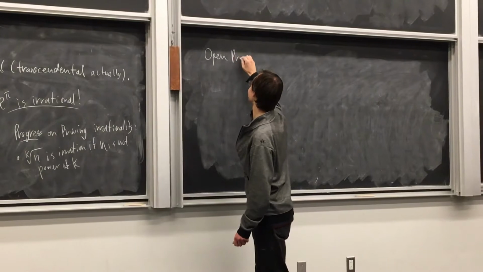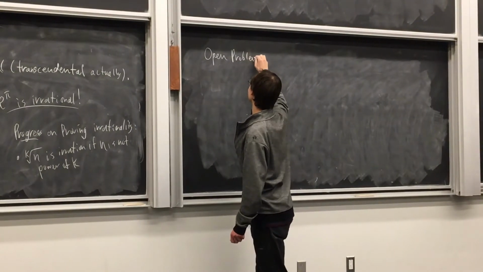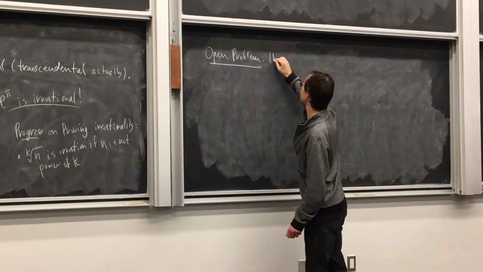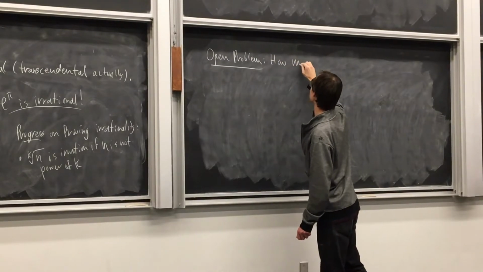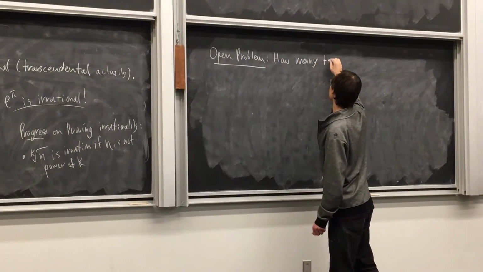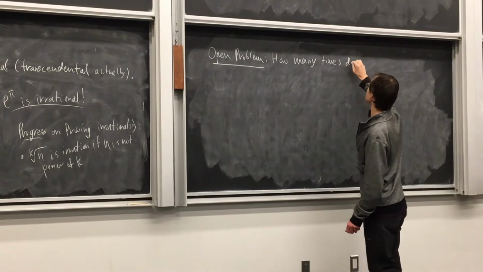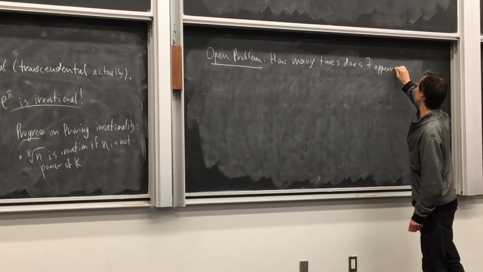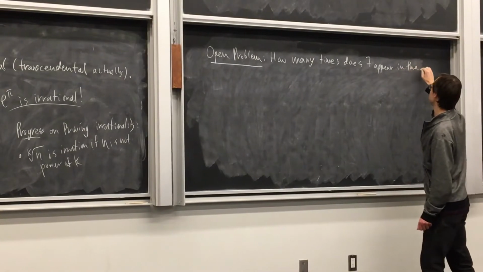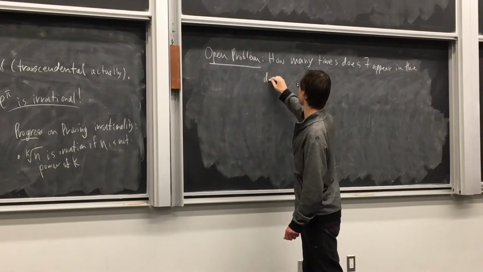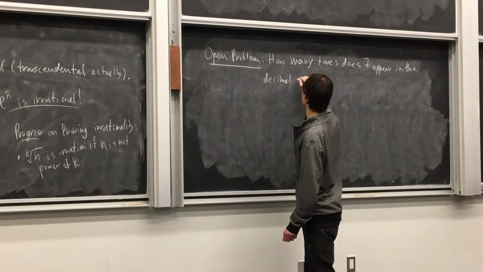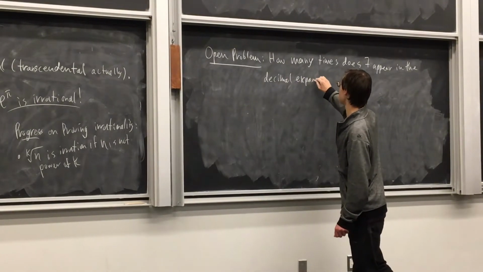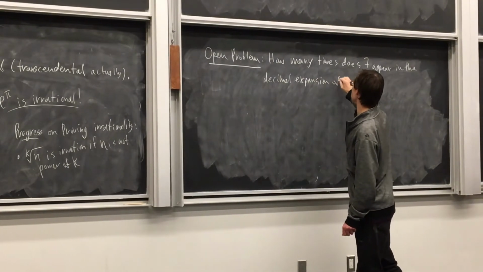Open problem. Okay? How many times does 7 appear in the decimal expansion of pi?